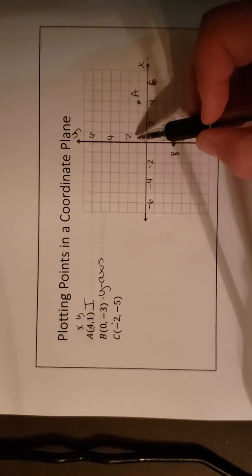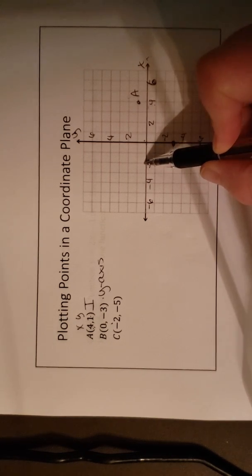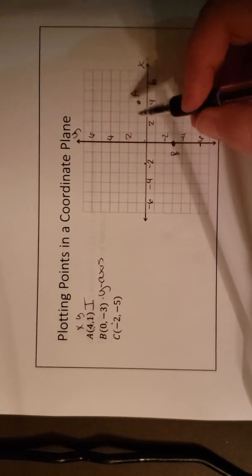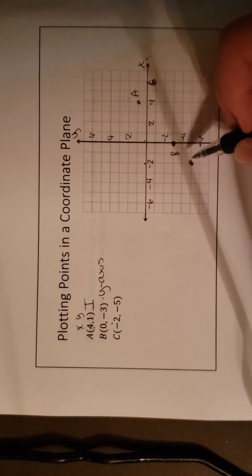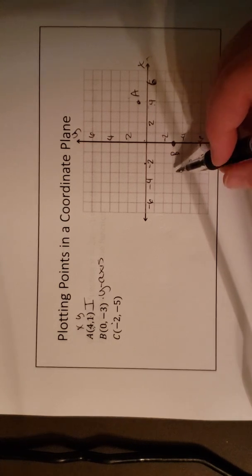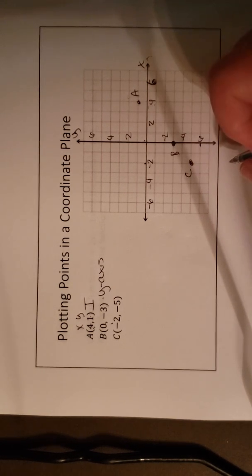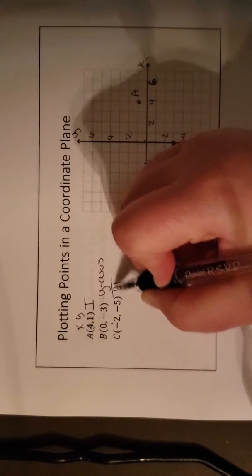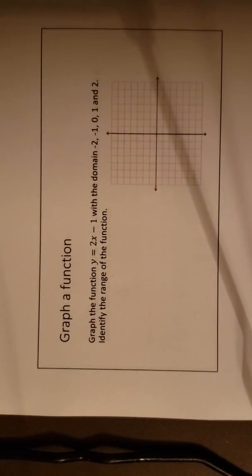So C is to the left 2. And is it down or is it up? Good, it's down 5. Because why? Because it's negative. And a negative is falling. Negative motion is always falling, or it's always going to the left. So this is C. What quadrant am I in? Good. I'm in quadrant 3. And we always represent that by Roman numerals. Okay. So that takes care of that.